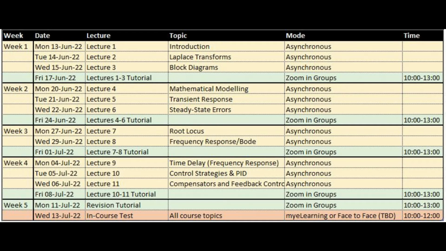So that's the structure that we're looking at for this summer program, basically over 5 weeks starting from the 13th of June. And as I said, it's asynchronous, so you could just go through the lectures in your own time on the date specified, and then attempt those tutorial questions in time to come together on the Friday of each week to review them.